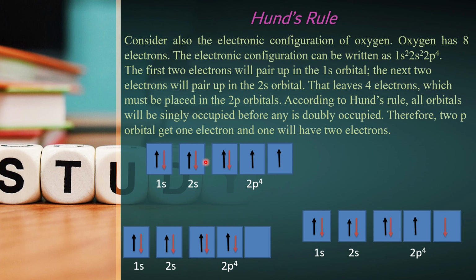So which electronic configuration of oxygen is followed by Hund's rule? This one, because here the electrons at first go to the 3 degenerate orbitals of the p subshell and the fourth electron comes to the px orbital with opposite direction. But these two are wrong.